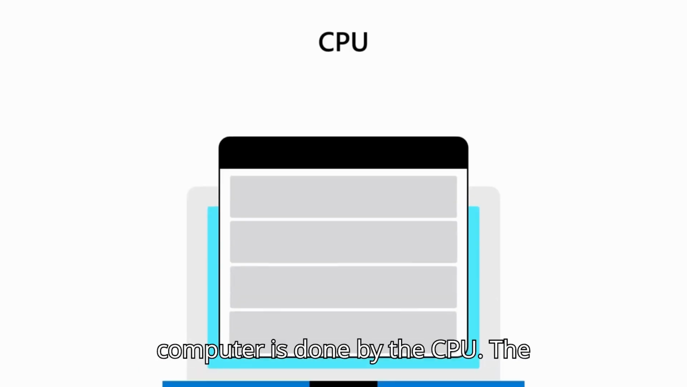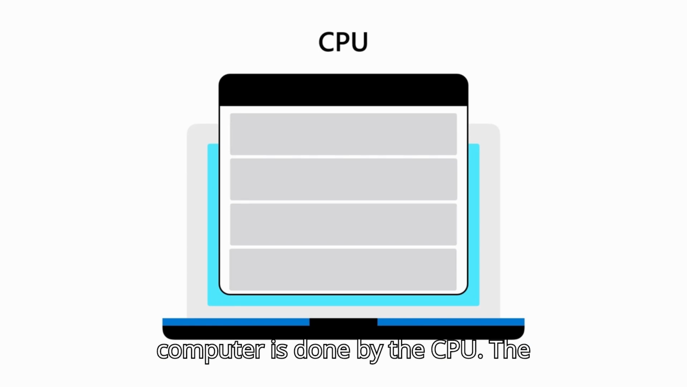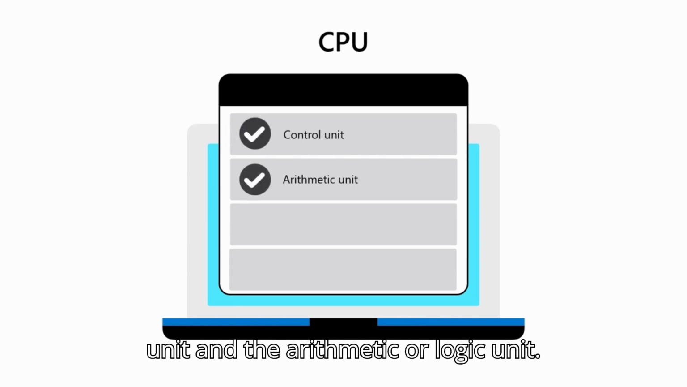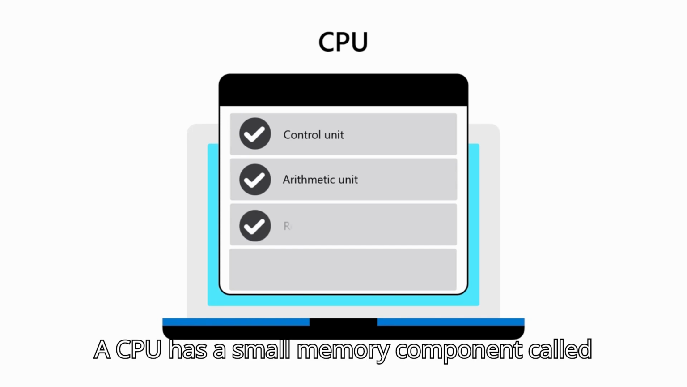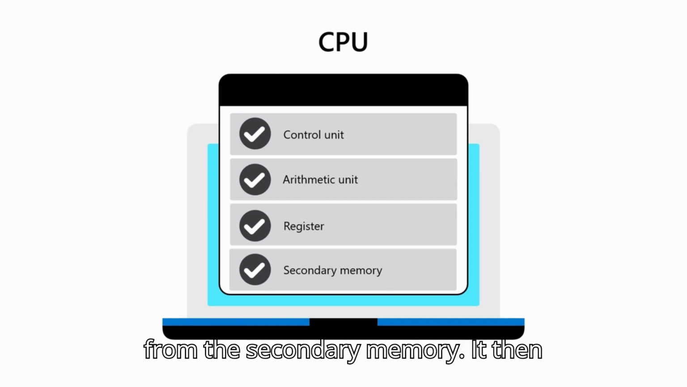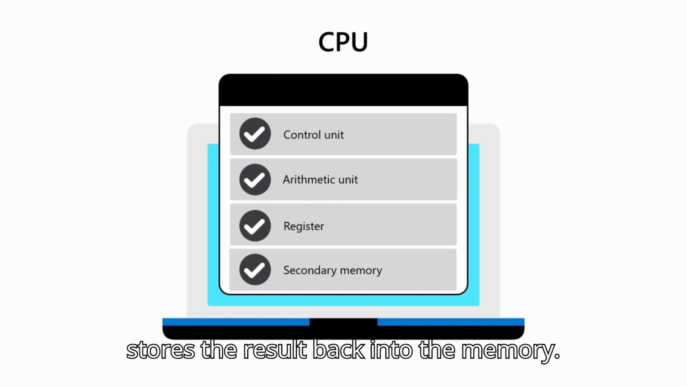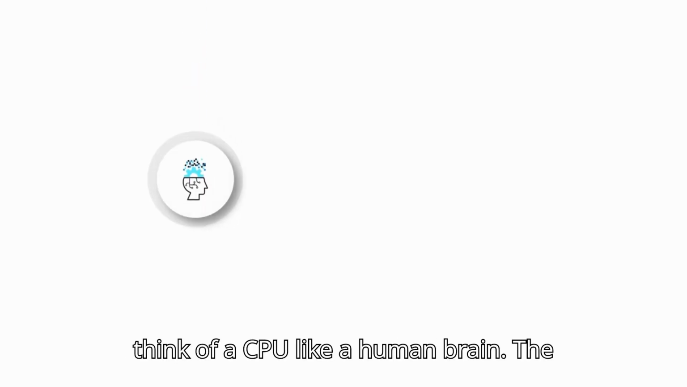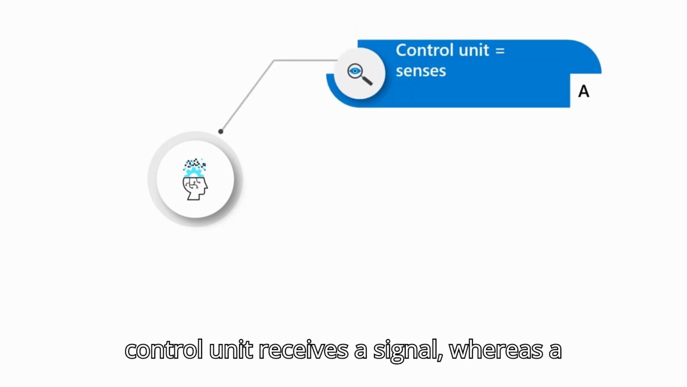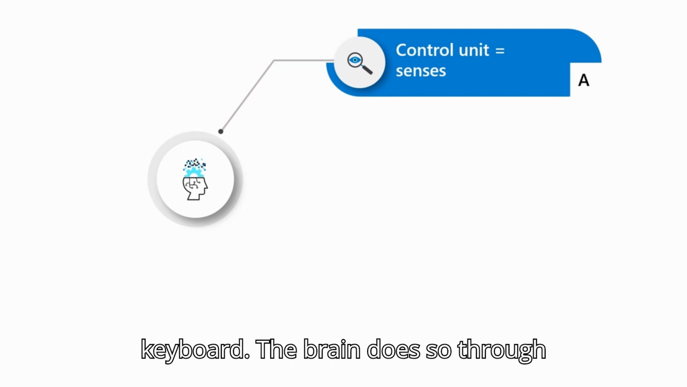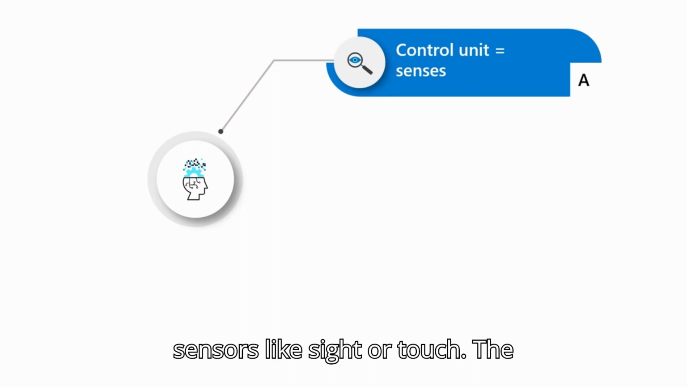All processing on a computer is done by the CPU. The CPU has two parts, which are the control unit and the arithmetic or logic unit. A CPU has a small memory component called a register, but mostly reads information from the secondary memory. It then performs the required operation and stores the result back into the memory. To help you understand this process, think of a CPU like a human brain. The control unit receives a signal. Whereas a computer takes input from a mouse or keyboard, the brain does so through senses like sight or touch.